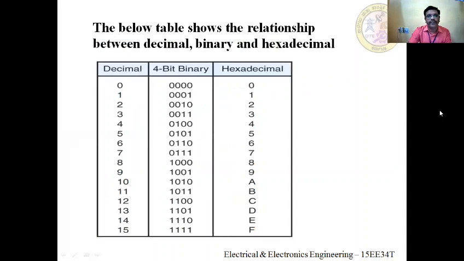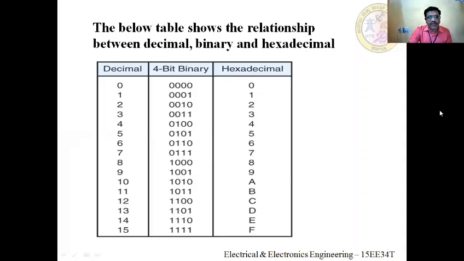Let us move to the next slide. The below table shows the relationship between decimal, binary, and hexadecimal. First column is a decimal number system. Second column is a 4-bit binary system. And third column is a hexadecimal number system. By seeing the table, it clearly shows that there is a relationship between decimal, binary, and hexadecimal number.